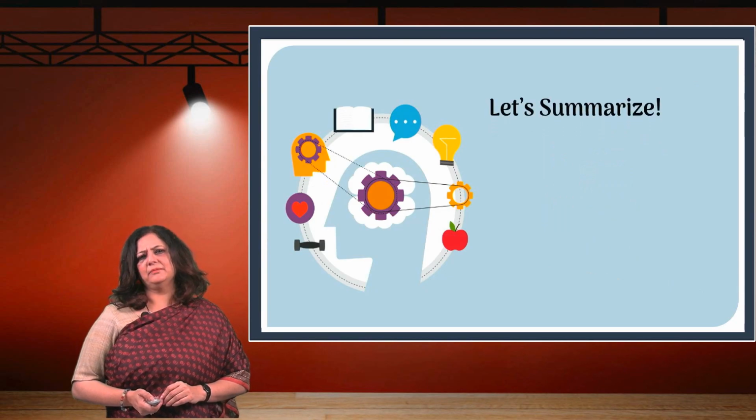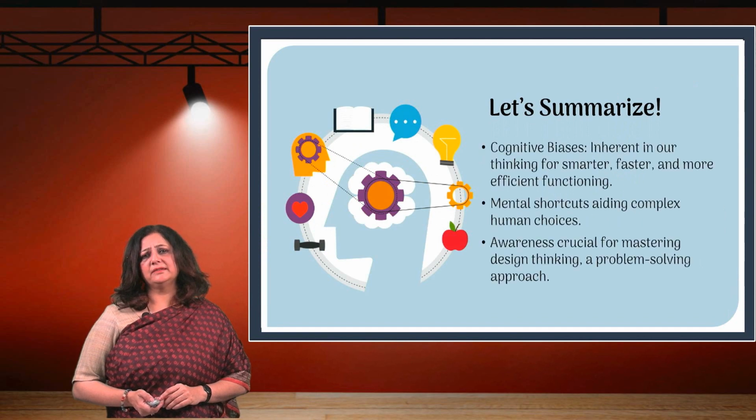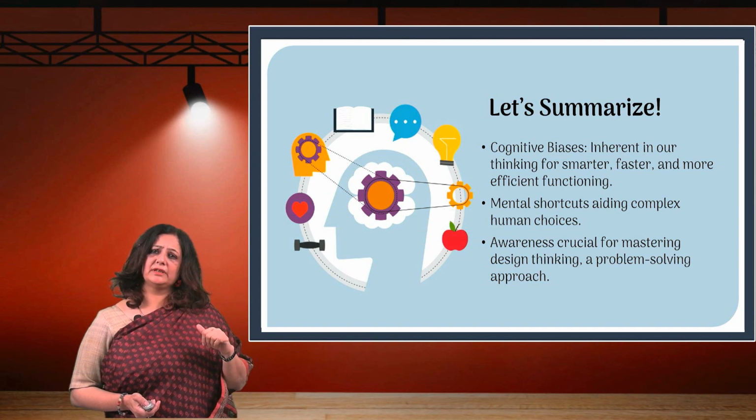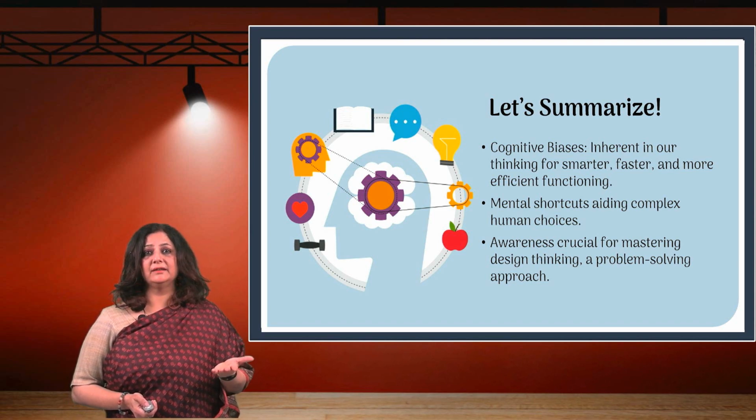Let's summarize. Cognitive biases are inherent in our thinking process. These biases are our brain's way of smarter, faster, and more efficient functioning. However, human choices are complex, and we need to be aware of these mental shortcuts in order to master design thinking, which is in a sense a problem-solving approach.